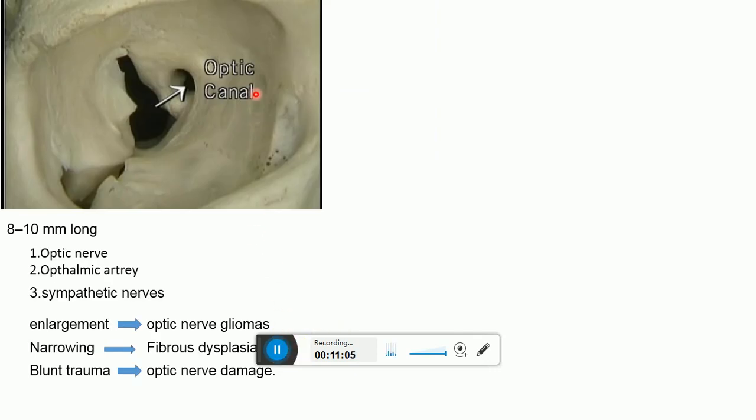Another important thing is the optic canal. It is 8 to 10 millimeter long. It contains the optic nerve, ophthalmic artery, and sympathetic nerves. Enlargement of the optic nerve occurs in optic nerve gliomas. Narrowing occurs in fibrous dysplasias. Blunt trauma causes optic nerve damage.